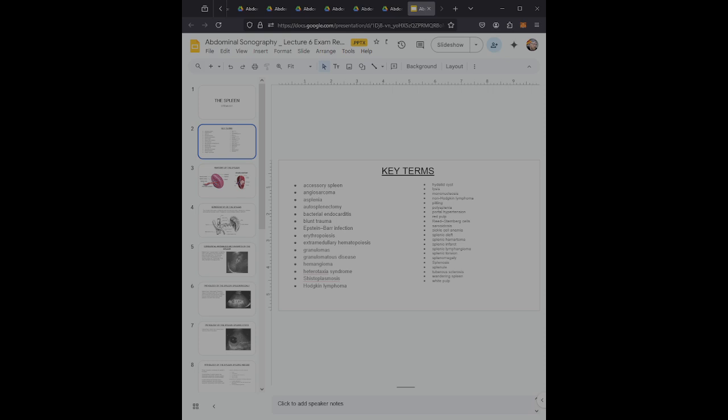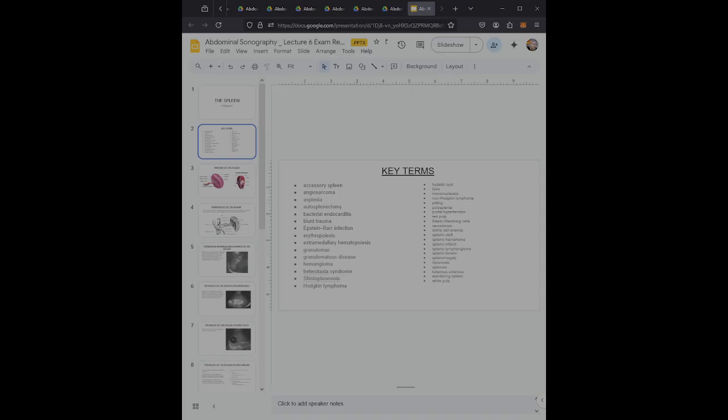Beckwith-Wiedemann syndrome is a growth disorder synonymous with enlargement of several organs, including the skull, tongue, and liver. Blunt trauma is non-penetrating. Culling is the splenic process of removing irregular red blood cells from the bloodstream. The Epstein-Barr virus or infection is a herpes virus that can lead to the infection known as mononucleosis.